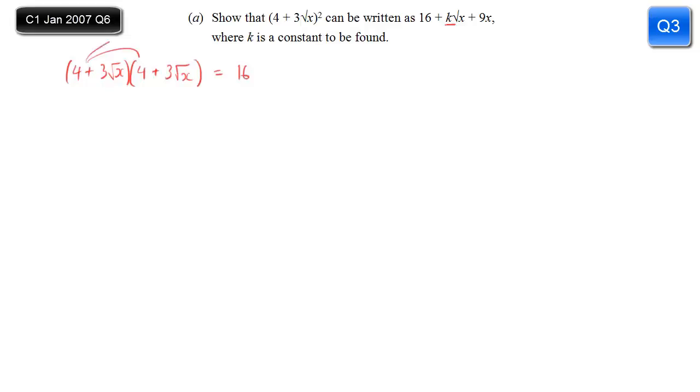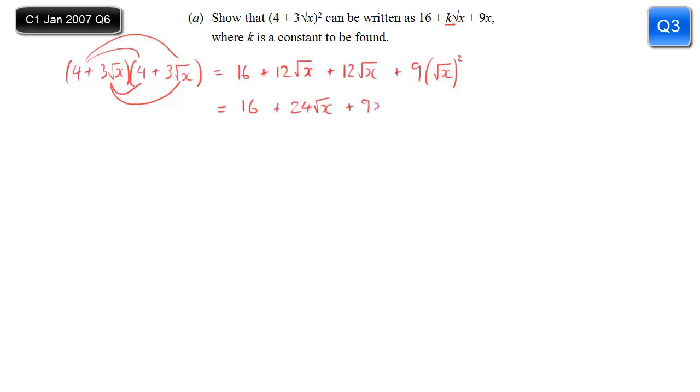4 times 4 is 16, 4 times 3 root x gives me 12 root x. Moving on to the second term in the first bracket, that times that gives me again 12 root x. And finally 3 root x times 3 root x, well, 3 times 3 is 9, and then we have root x times root x, which I'll simplify in a minute. So we have 16, the two 12 root x's can be combined to give me 24 root x, and root x squared is obviously x. That gives me 9x like I wanted, and we've done it. So k equals 24.